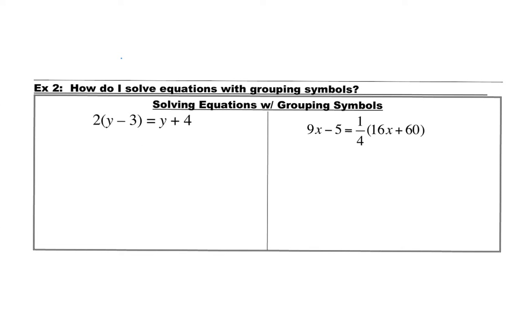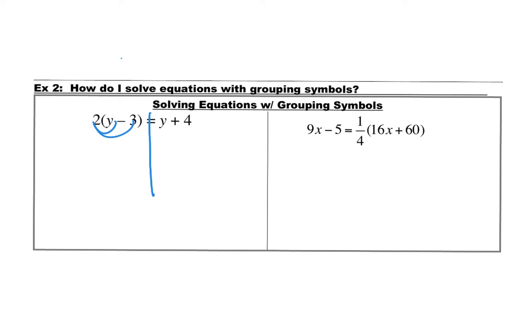All right, example 2, how do I solve equations with grouping symbols? Notice how I do have variables on both sides. Also notice that on the left, the 2 times y minus 3, I am able to simplify that. And so if you're ever able to simplify something on one side, you have to do that before you can bring anything from side to side. Before you can isolate that variable, you have to do this part first.